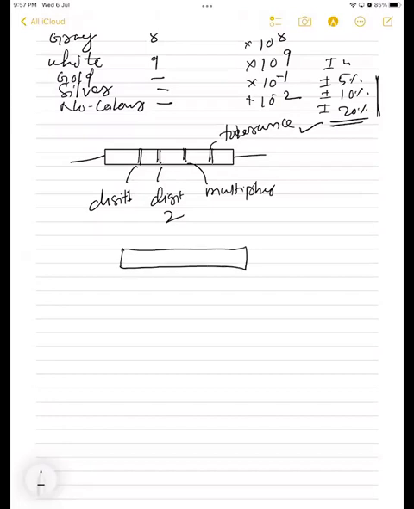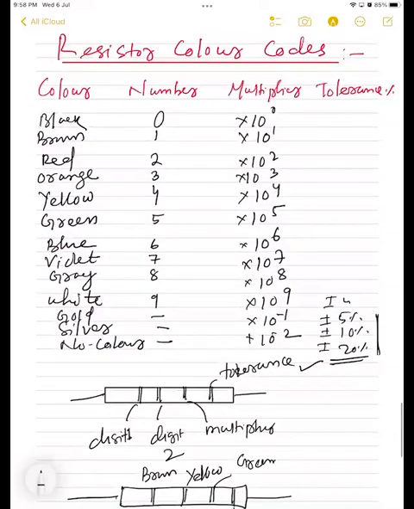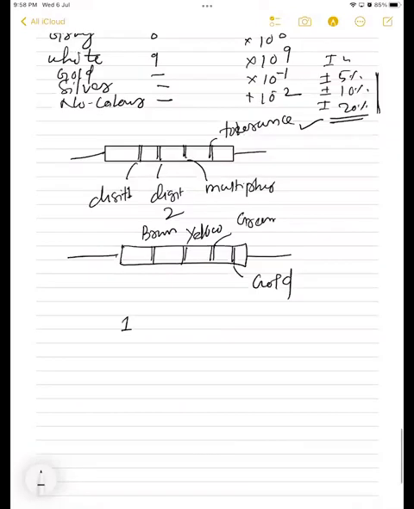Let me take an example, you can know directly. Right? Let's take an example. Students, first color is given brown. Right? Second color is given yellow. Third color is given green. And fourth color is given gold. So what is the serial number for brown, students? See, for brown, what you have to take, 1? Yes or no? So for brown, you will write the first digit 1. For yellow, what is it, students? What is 4? You can see the table.